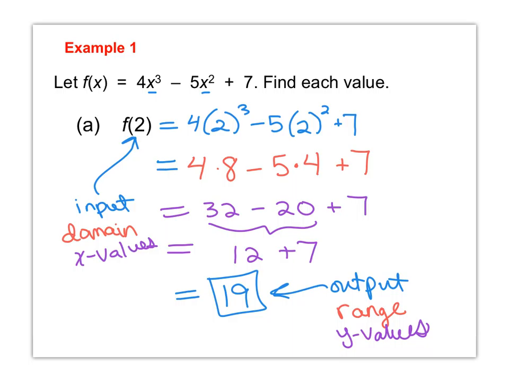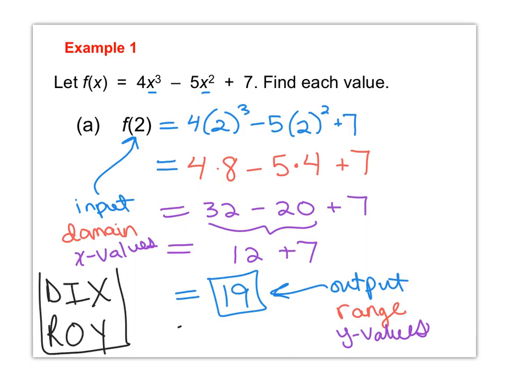Now these separate concepts, input, output, domain and range, x values and y values, one way you can keep those straight is by using the following. Domain is your input, which are your x values, and then your range is your output or your y values. So that's just something you can keep in your notes and refer to often. Your domain is your input, your x values, your range is your output, and your y values.